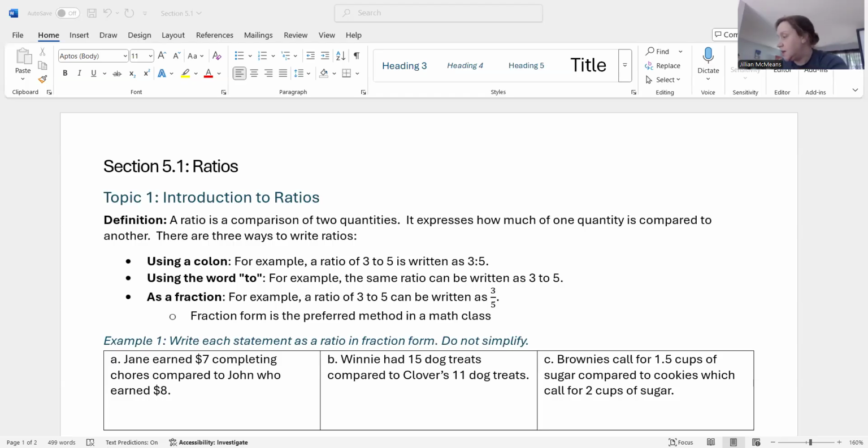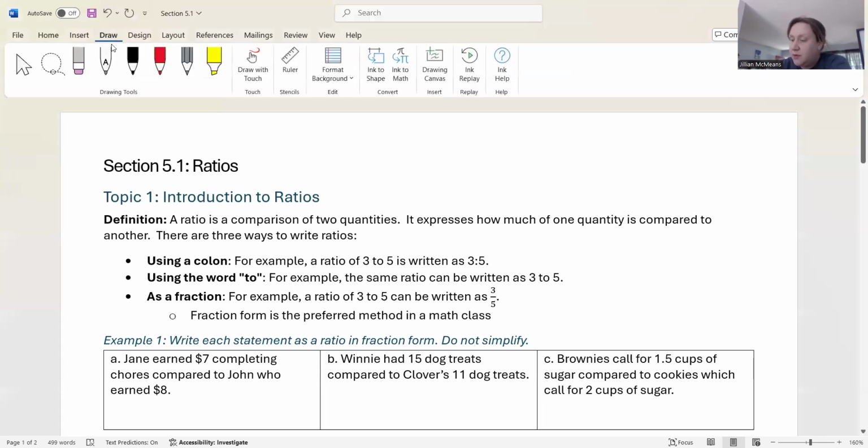In our next section, we are going to talk about ratios. Okay, so we have to understand what is a ratio. Topic one is introduction to ratios, and as a definition, we have that a ratio is a comparison of two quantities. It expresses how much one quantity is compared to another.